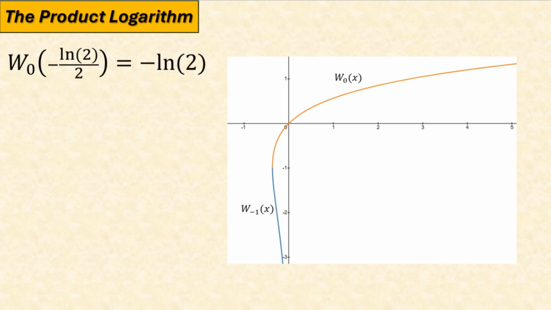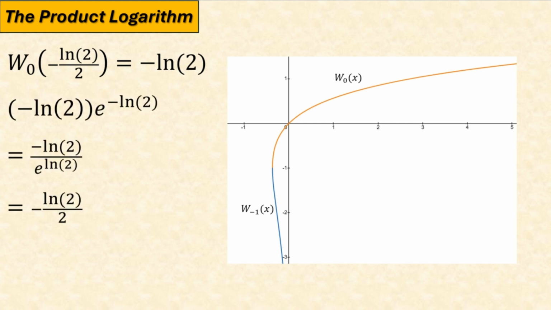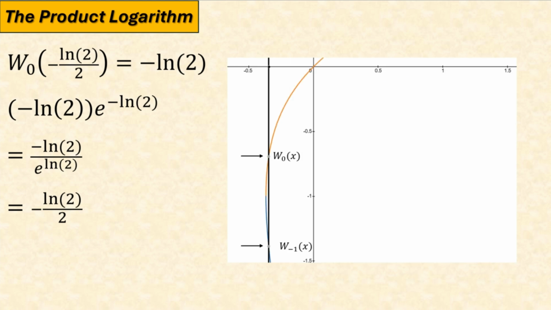Well, let's look at the principal branch at the point negative natural log 2 over 2. One finds this to be equal to negative natural log 2. This can be easily proven using the definition of the product logarithm. But if you look at the point negative natural log 2 over 2 for x, you see two corresponding points, and of course the other point is the negative first branch.